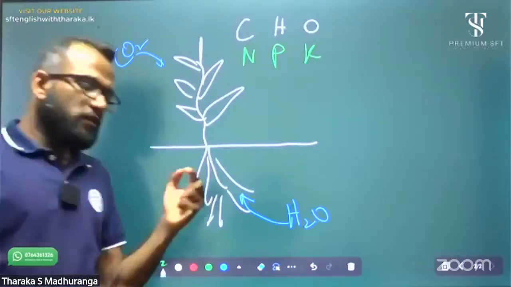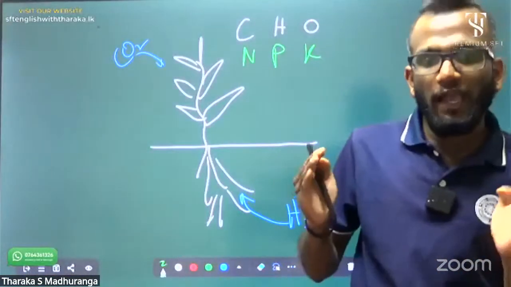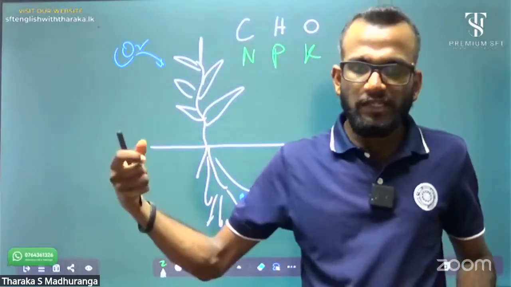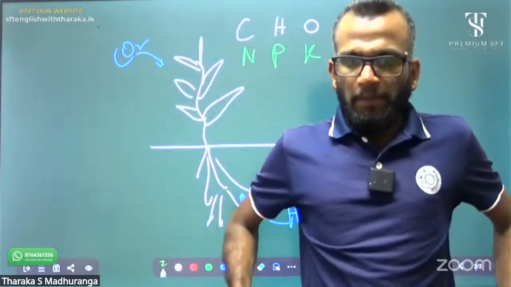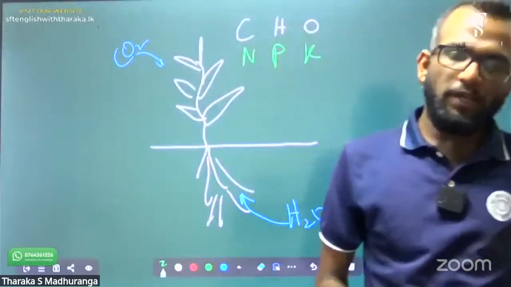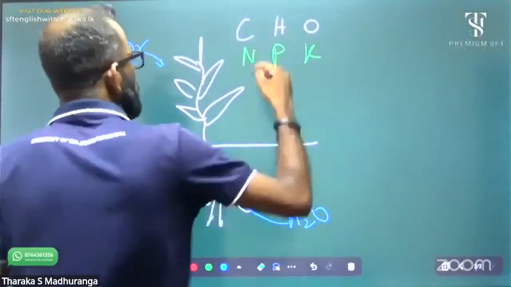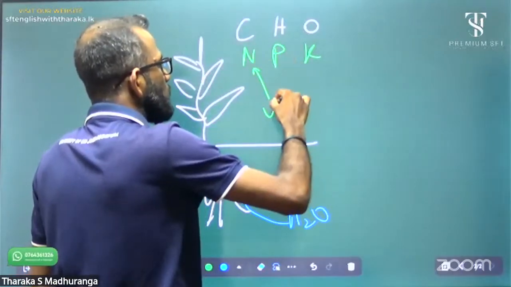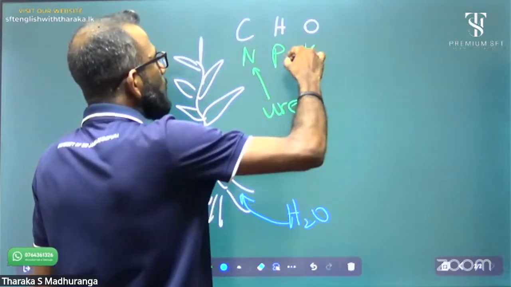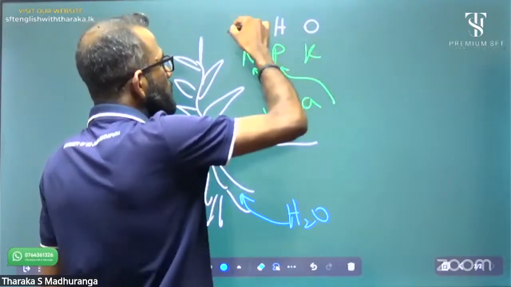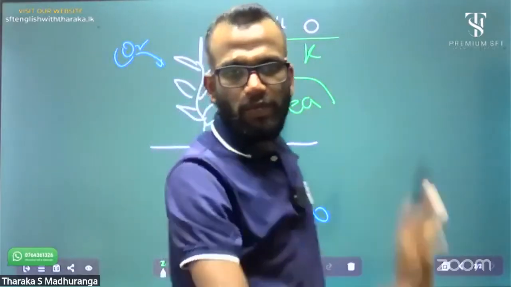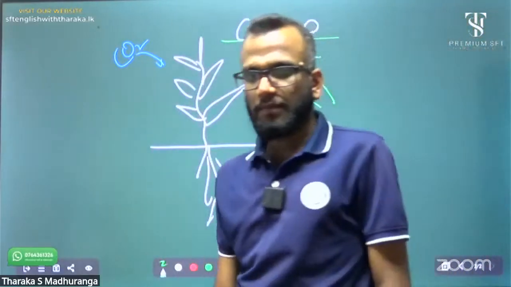After carbon, hydrogen, oxygen, the main nutrient is nitrogen. Do you know what the main chemical fertilizer providing nitrogen is? Very good. Urea. Urea is the main chemical fertilizer providing nitrogen. The second macronutrient after carbon, hydrogen, oxygen is, the first one nitrogen provided by urea, the second one is phosphorus.